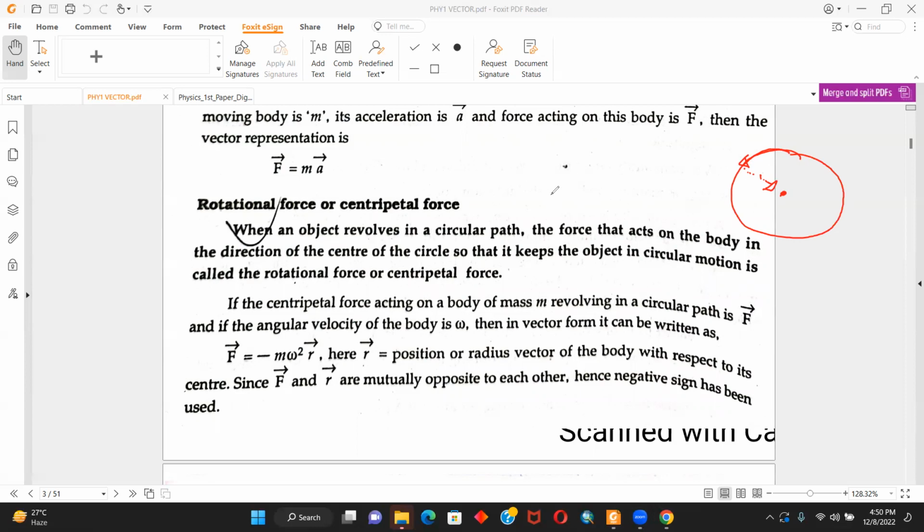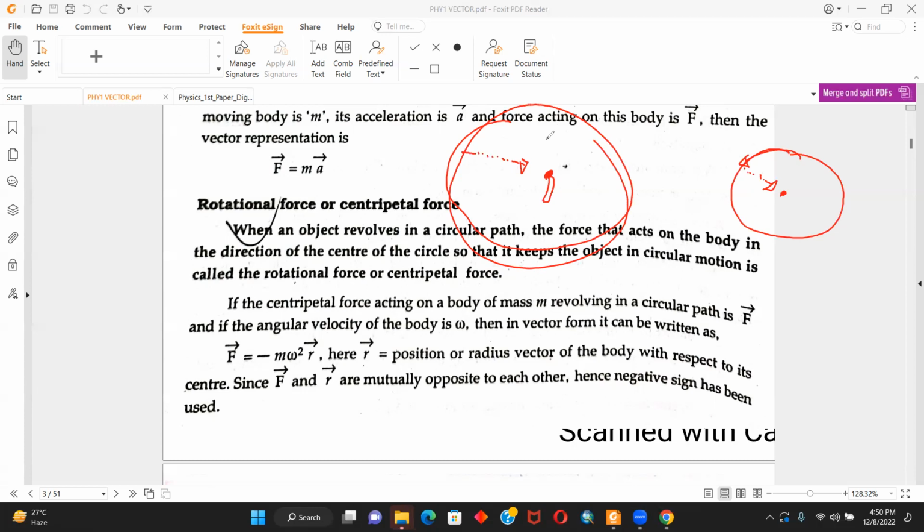Say for instance, this is your finger. You have tied something here and you are rotating a thread in this direction. That particular object will always feel that it is getting a force towards your finger. So this phenomenon is termed as centripetal force.